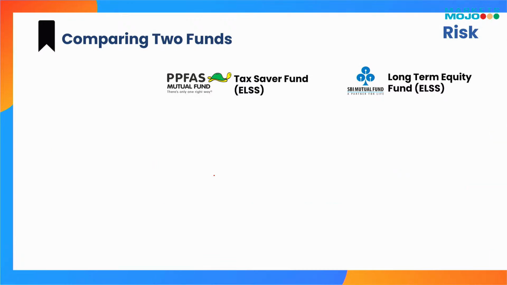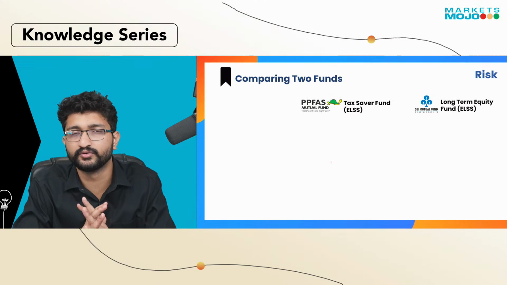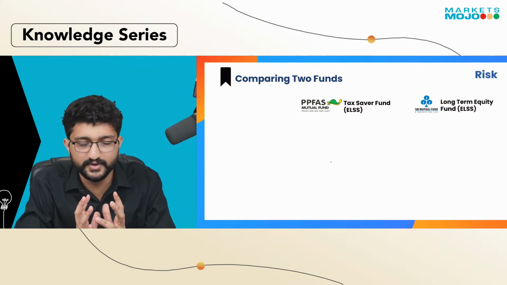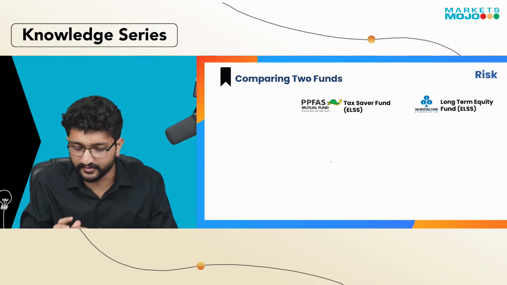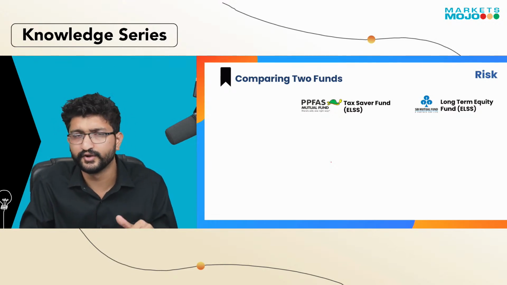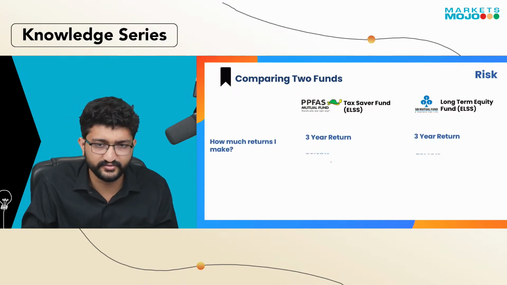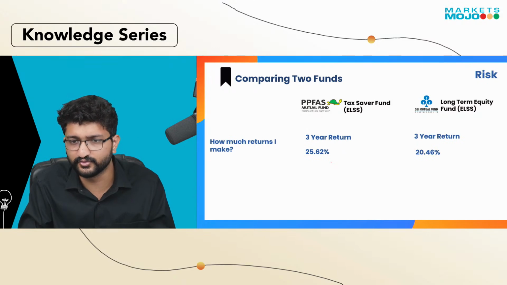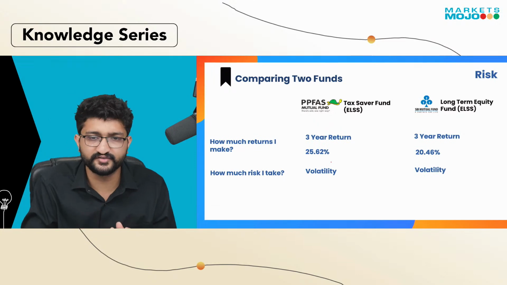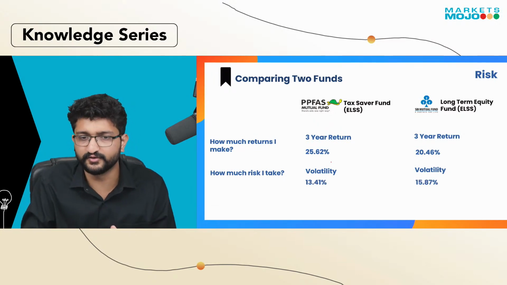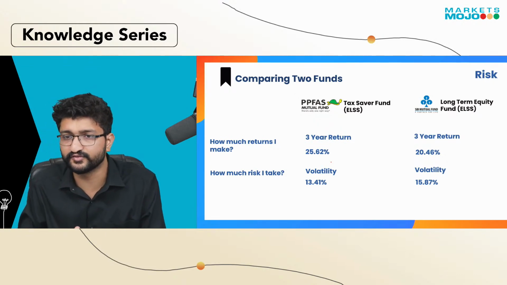Okay. Lastly, if you want to combine both of them and make a proper comparison as to how much return I get versus how much risk I'm taking for it, let's look at risk-adjusted returns. I've touched upon this before, but I will do it again so that you get a better understanding of it. We looked at the returns, 3-year return of this particular fund, 25.62, and this particular fund was 20.46 annualized. How much risk I take, or the volatility, if you look at this particular fund, it was 13.41 lower versus 15.87 for this SBI mutual fund.